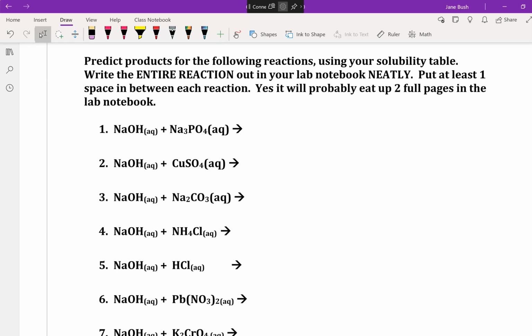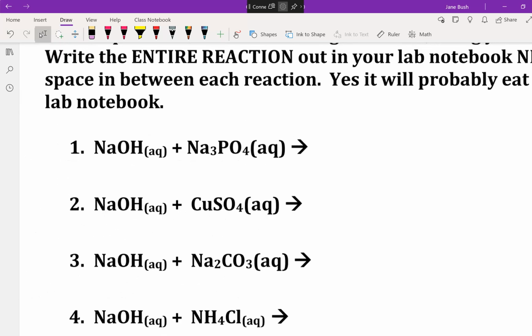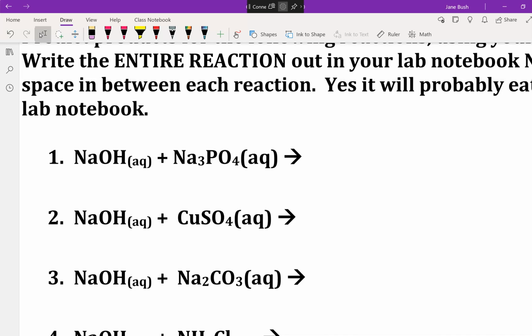So we're going to be writing the products of double replacement reactions, and we're going to predict whether they will precipitate or not. So first one, sodium's going to switch places with sodium. Are we going to have any kind of reaction here? No, so we're going to write N, V, R. No visible reaction.